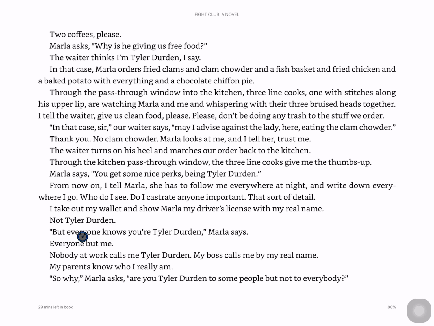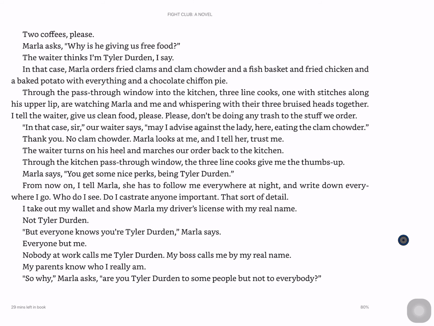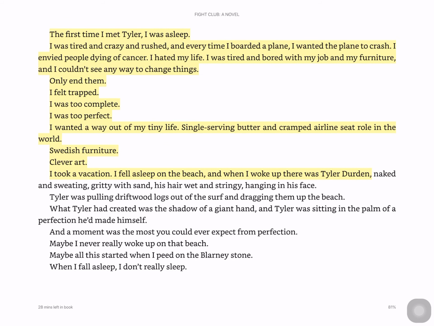"Not Tyler Durden. But everybody knows you're Tyler Durden, Marla says. Everybody but me. Nobody at work calls me Tyler Durden. My boss calls me by my real name. My parents know who I really am. So why, Marla asks, are you Tyler Durden to some people but not to everybody? The first time I met Tyler, I was asleep." Again, good figurative analysis to do with "asleep."